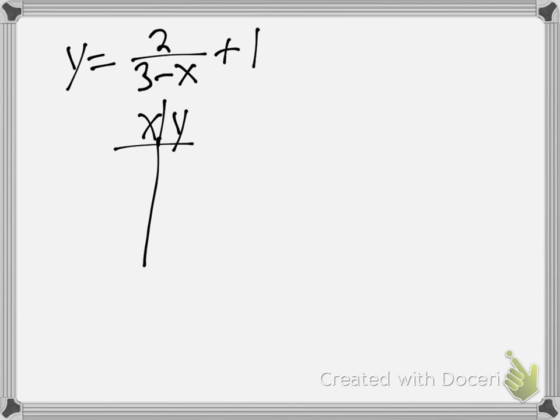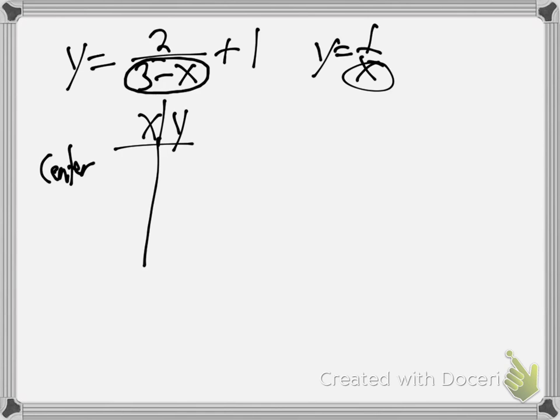What are you going to plug in to zero out the x zone? What is the x zone? Right here. It's like the function 1 over x, the one with the crosshairs, asymptote, and diagonal branches. This is a fancy version of 1 over x, isn't it? And so x's zone is whatever's under the bar, the 3 minus x. So what am I going to plug in to find the center, to zero out the x zone? Positive 3. So plug in the positive 3.